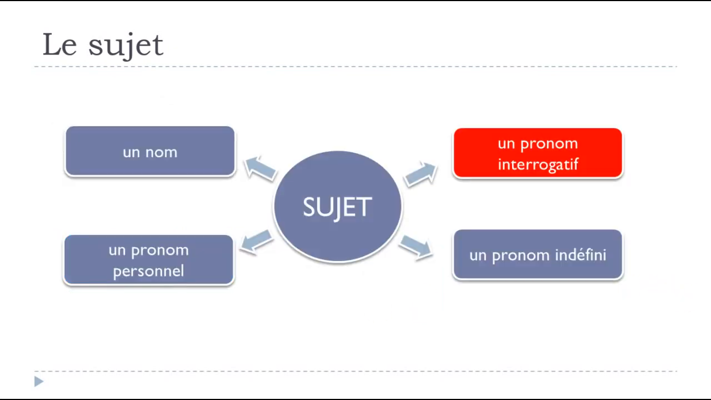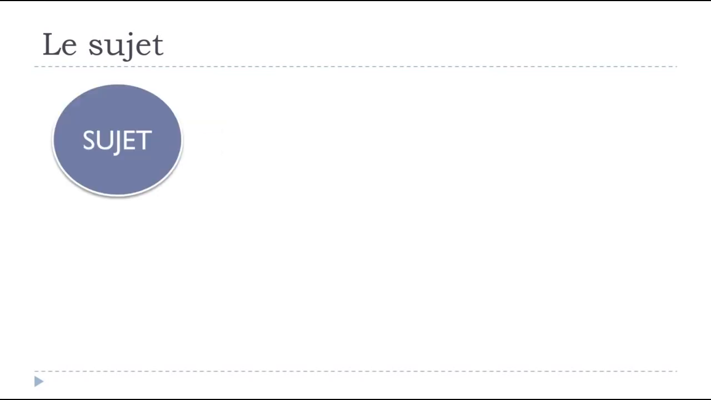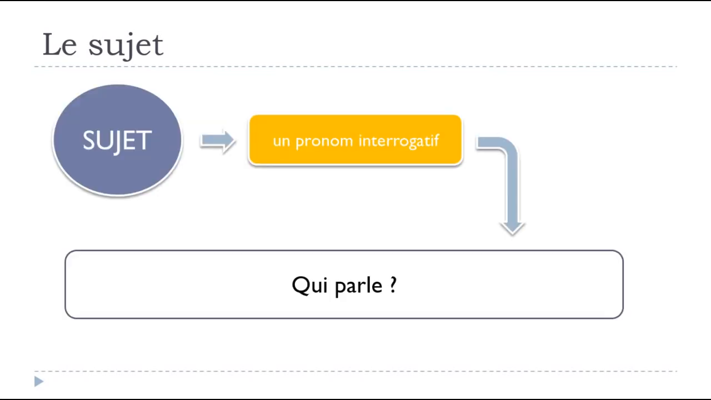And so let's see now un pronom interrogatif. Same thing, simple structure, simple sentence, and the sentence is Qui parle? So it's a question. The verb is parler, to talk, and when you put this qui, which is who, basically this qui becomes, of course, the subject in this sentence, and it's a question: who is talking? Qui parle?